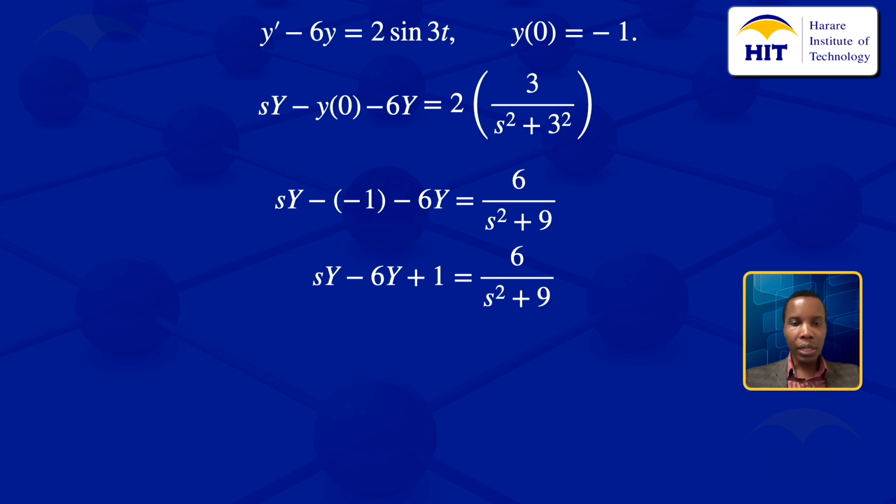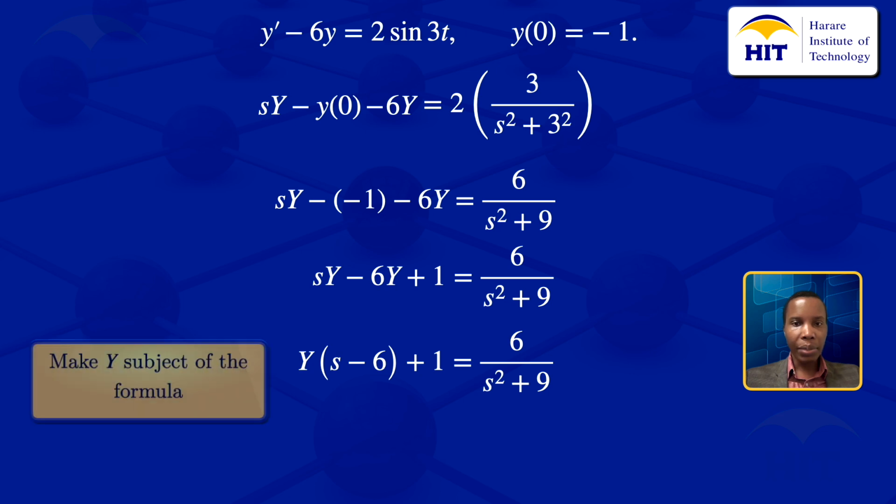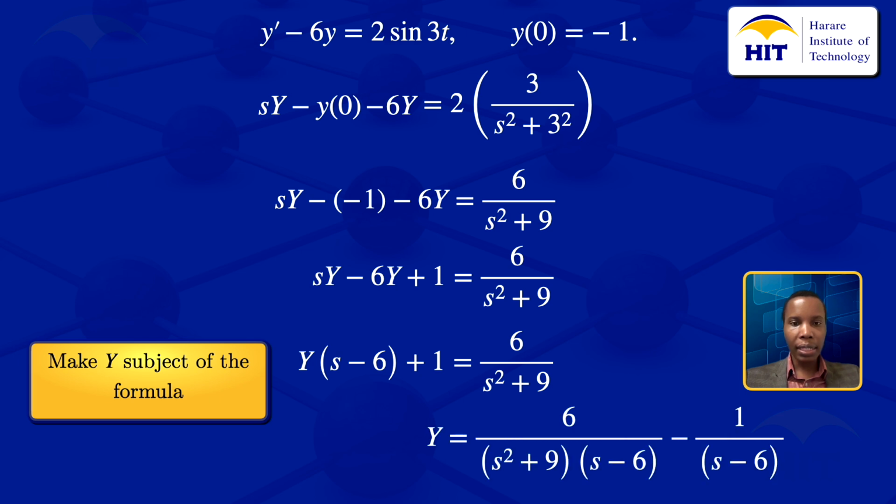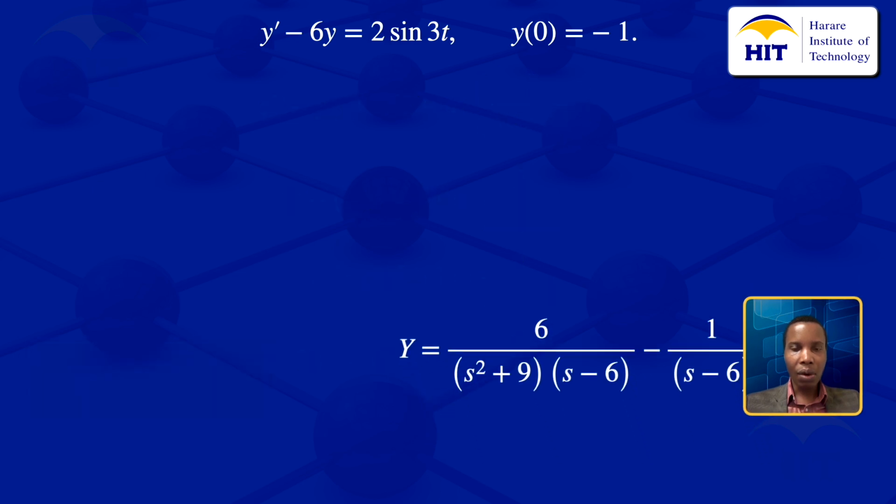And then we can go on and factor the Y there, so that we would have Y multiplied by (s minus 6), plus 1, is equal to 6 divided by s squared plus 9. Then the next step is to make Y the subject of the formula. So if we take the minus 1 to the right hand side, then divide by s minus 6, we have that Y is equal to 6 divided by (s squared plus 9) multiplied by (s minus 6), then minus 1 divided by s minus 6. So that's our Y there.